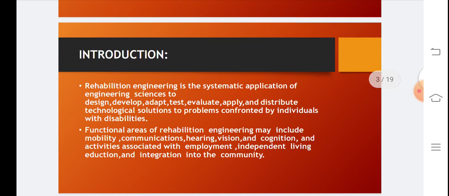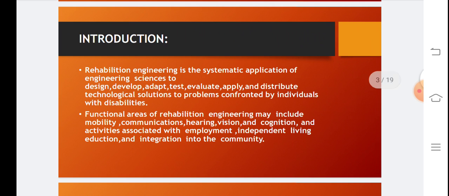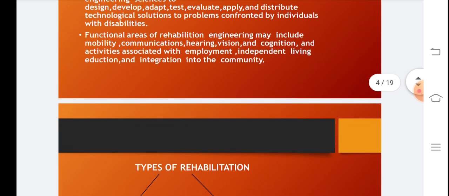Next, rehabilitation engineering is a systematic application of engineering science to design, develop, adapt, test, evaluate, apply, and distribute technological solutions to problems confronted by individuals with disabilities. Functional areas of rehabilitation engineering may include mobility, communication, hearing, vision, and cognition, and activities associated with employment, independent living, education, and integration into community.